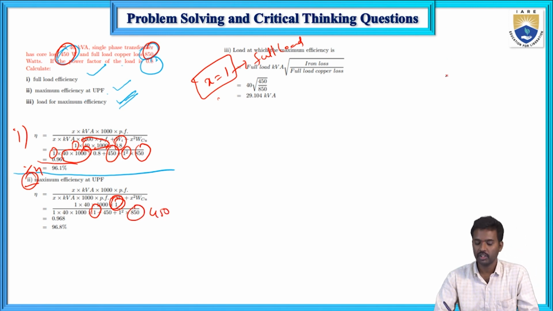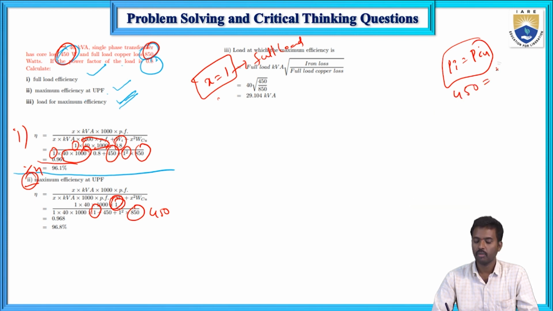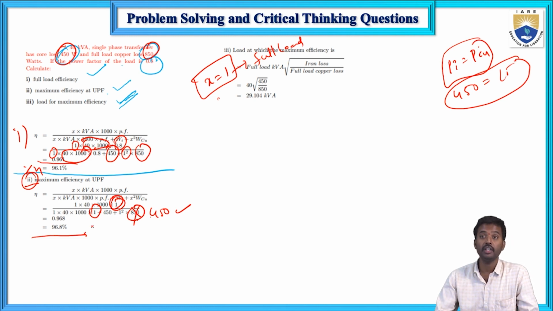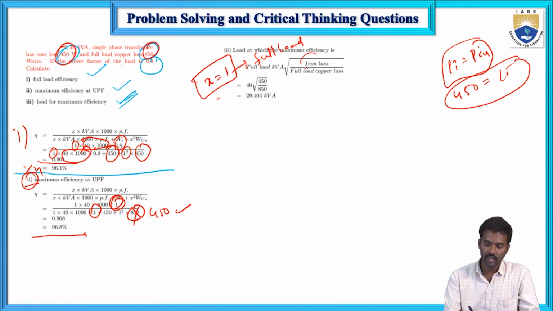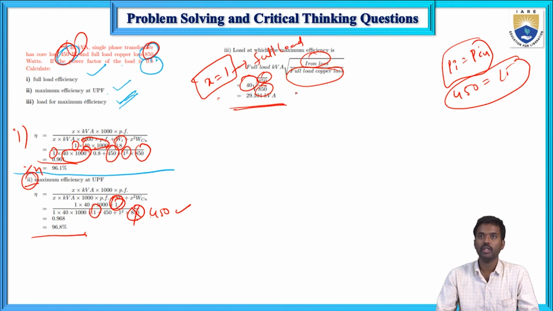And the load for this value: at the maximum efficiency condition, iron losses equal copper losses. Here the iron losses are fixed, that is 450, so the copper losses also equal 450. At the maximum efficiency condition, iron losses equal copper losses. Now that efficiency value is 96.8. The iron losses and copper losses are 450 and 850, and the full load value is 40 kVA. That value equals 29.104 kVA.